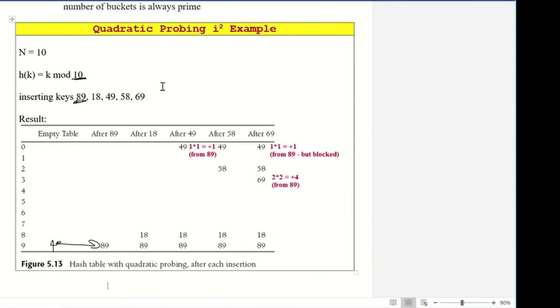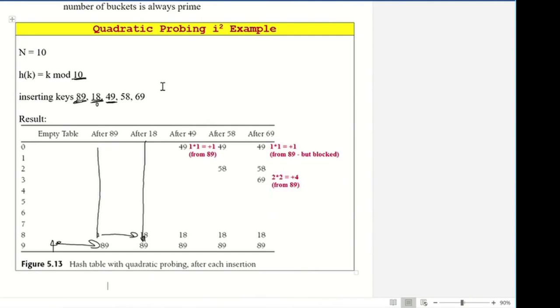Okay, my next number is 18. I look at the 18th spot, gives me 8, I look at the 8, great, nothing's there. Go ahead and put 18 in. So nothing's happened yet. Now something's going to happen. 49. 49 mod 10 is going to be 9. I'm going to look down. Uh-oh. There's something there. Something already at that spot.